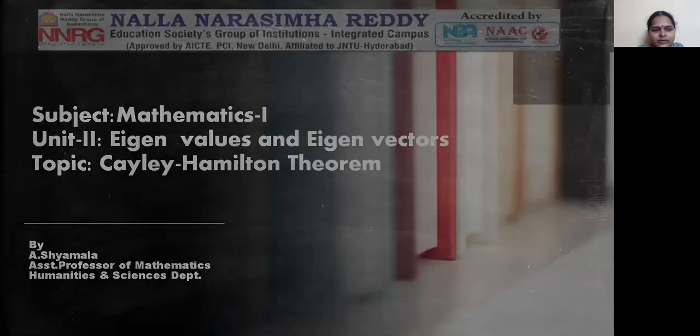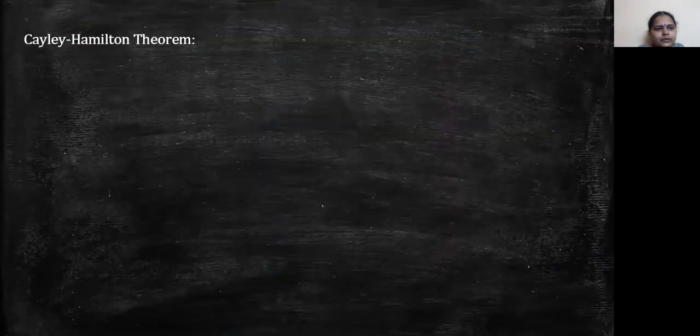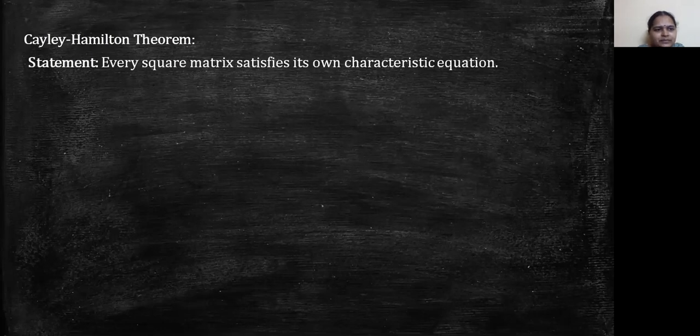In this video, I'm going to discuss the Cayley-Hamilton theorem. First, I discuss the Cayley-Hamilton theorem statement. The statement of the Cayley-Hamilton theorem is: every square matrix satisfies its own characteristic equation.